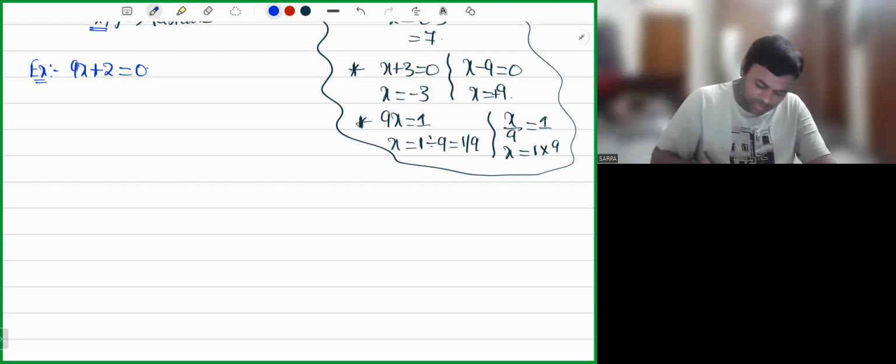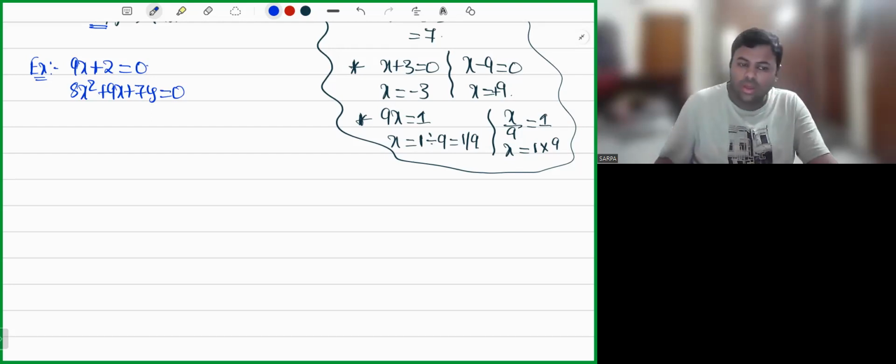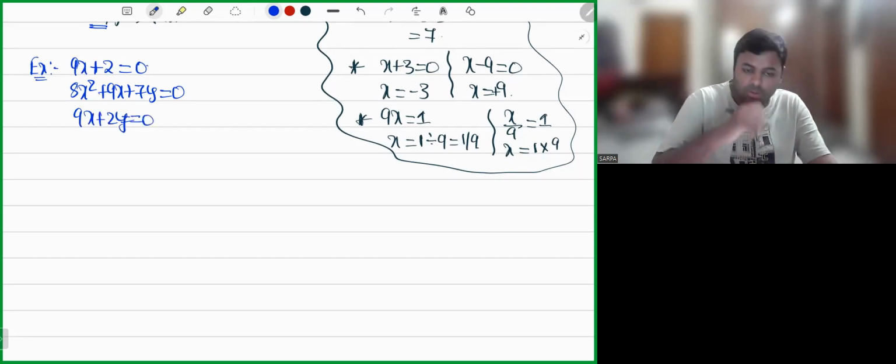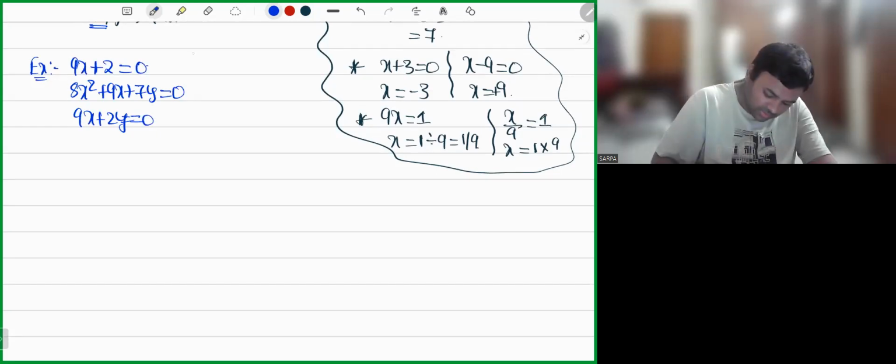Simple. I'm having 8x square plus 9x plus 7y is equals to 0. Is it an equation? Yes, sir, it's an equation. Is it an algebraic function? Yes, sir, it's an algebraic function. I hope that's fine. I'm having 9x plus 2y is equals to 0. Is it an equation? Yes. Is it an algebraic function? Yes.